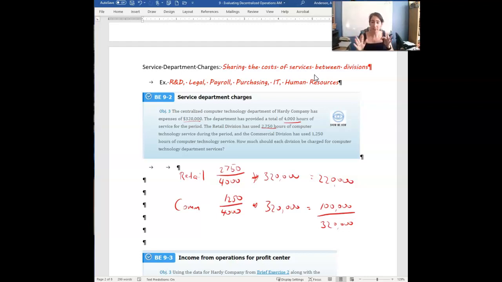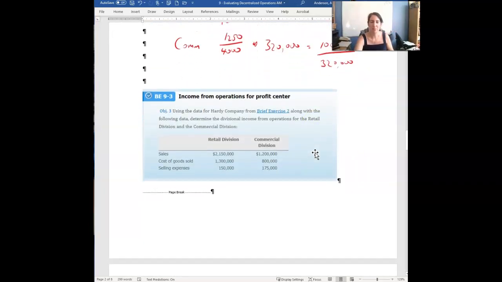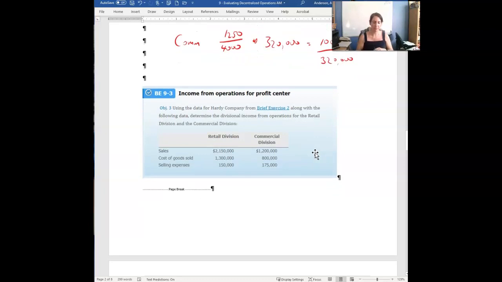They do it in multiple steps, but you do what you need to do. All right, so the next part of this just builds on that previous problem. It's making sure that you understand how it plays out between the two divisions, like how you would report those shared services.